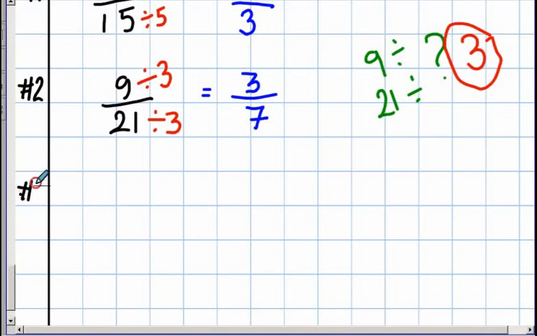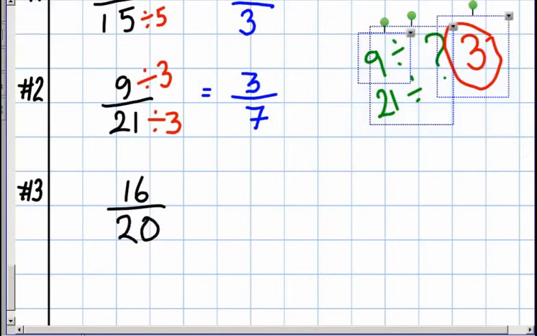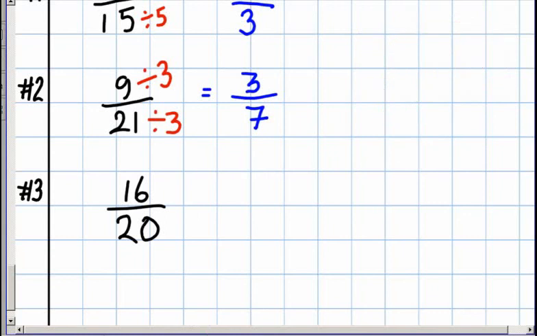Example 3. 16 over 20. So what we're trying to rack our heads, think about is this. Rack our brains. Is there a number that will divide into 16 and at the same time divide into 20? Well, there is. The first one that comes into my head is 2. So I'm going to divide the top and bottom by 2.